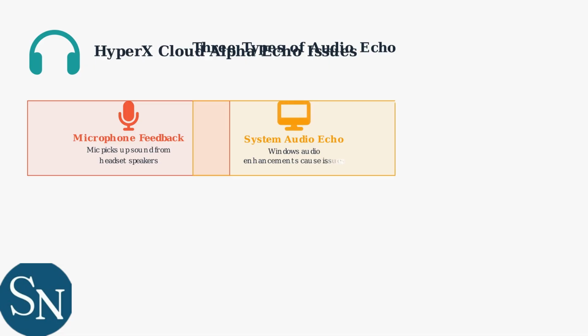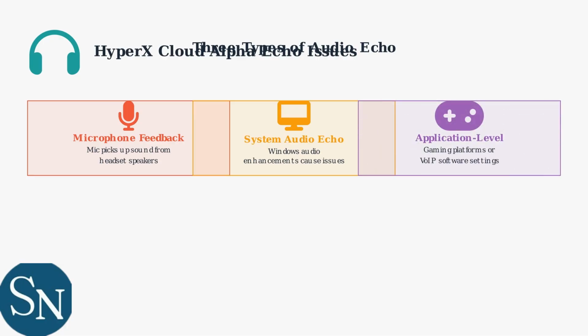Second is system audio echo, which results from Windows audio enhancements and spatial audio features. This often occurs when the Listen to this device option is enabled or when multiple audio devices are active simultaneously. Third is application-level echo, which is specific to gaming platforms, VoIP software, or streaming applications. This usually involves incorrect audio input and output device selection or conflicts between different applications.